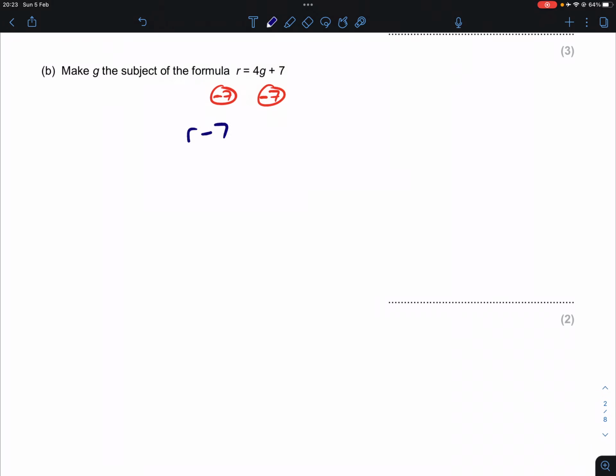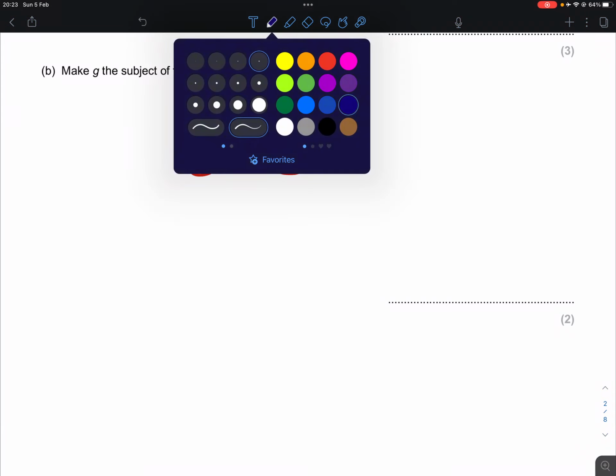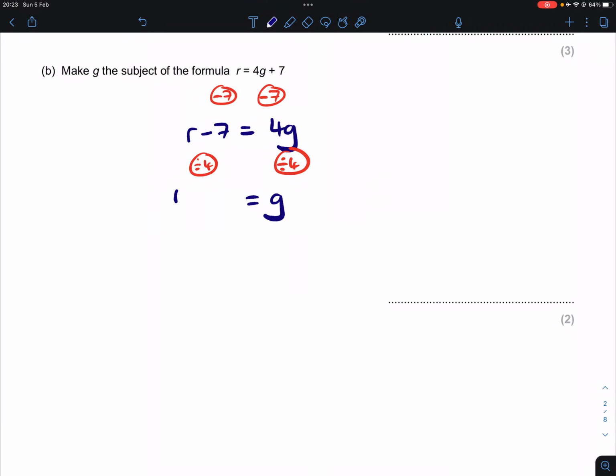We will have R minus 7 on the left-hand side as a result. The right-hand side will only have 4G left, and then we divide both sides by 4 in order to get G on its own. G will be on the right-hand side, and the left-hand side will be R minus 7 all over 4.